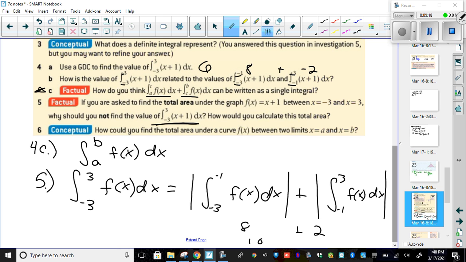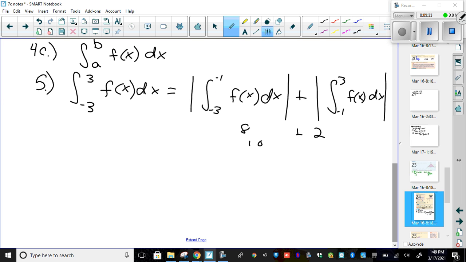Part 6 then, how could you find the total area under the curve between two limits, so going from A to B? Well, what do you have to find if you want to find the area between those? If you want the total area under the curve, what do you have to do? What do you have to find? Yes? Yes. So in other words, you have to find f of what value, we'll just call it c, equals 0. You've got to figure out where your function equals 0. And then you can integrate each individual piece and take the absolute value of those. So find wherever your function crosses the x-axis.